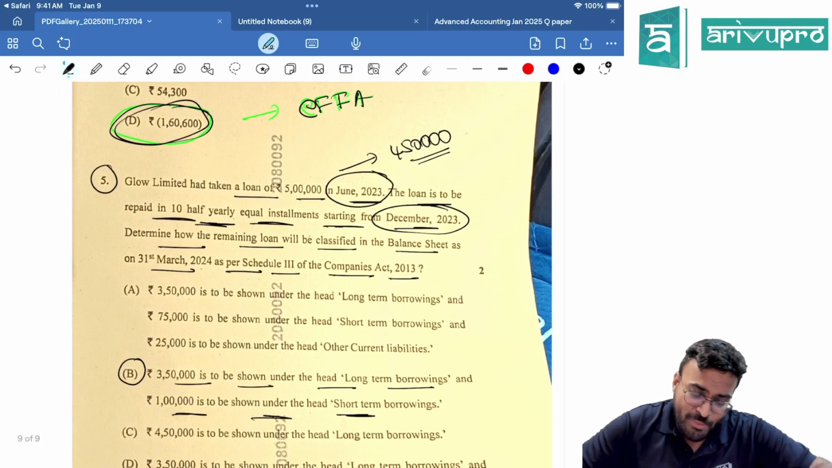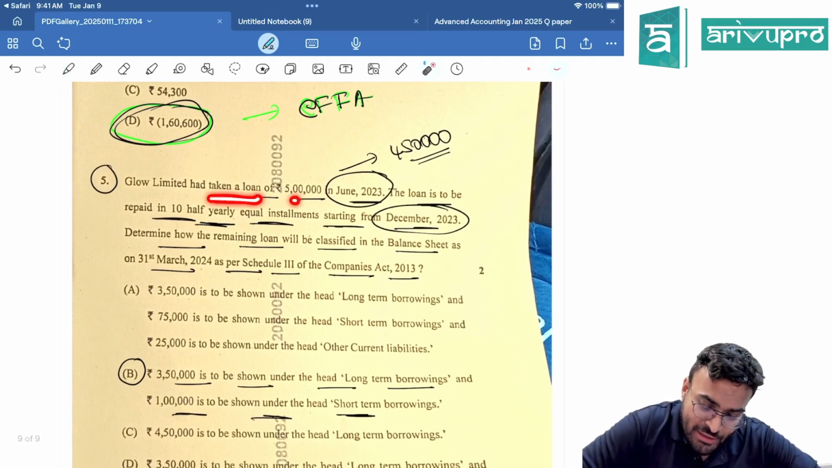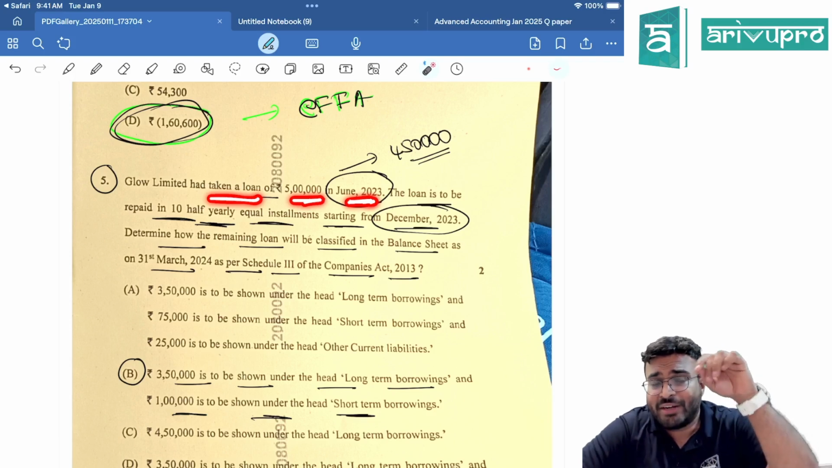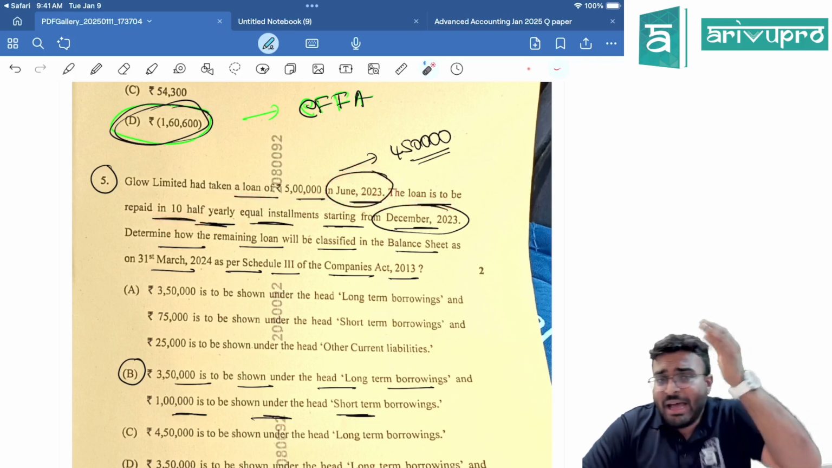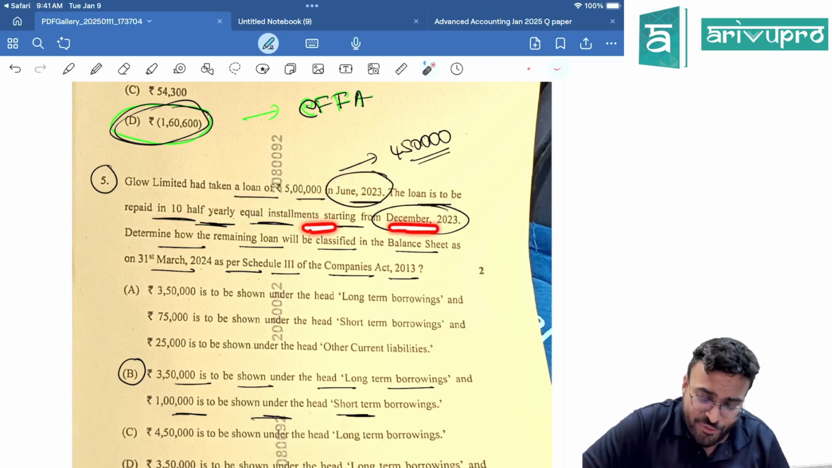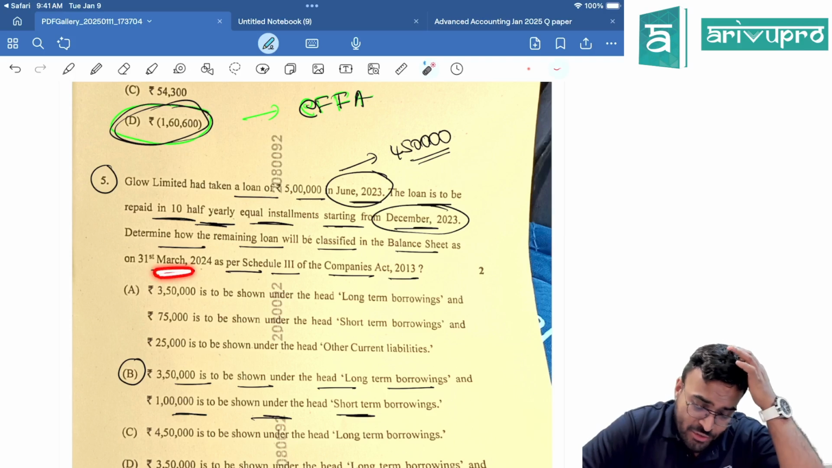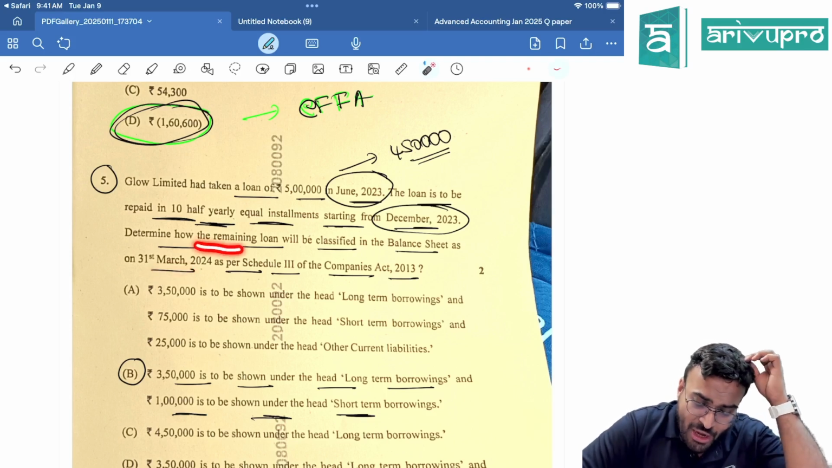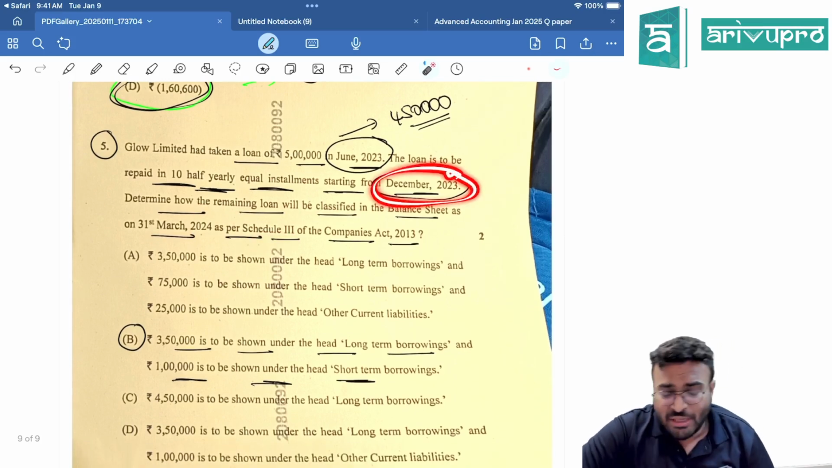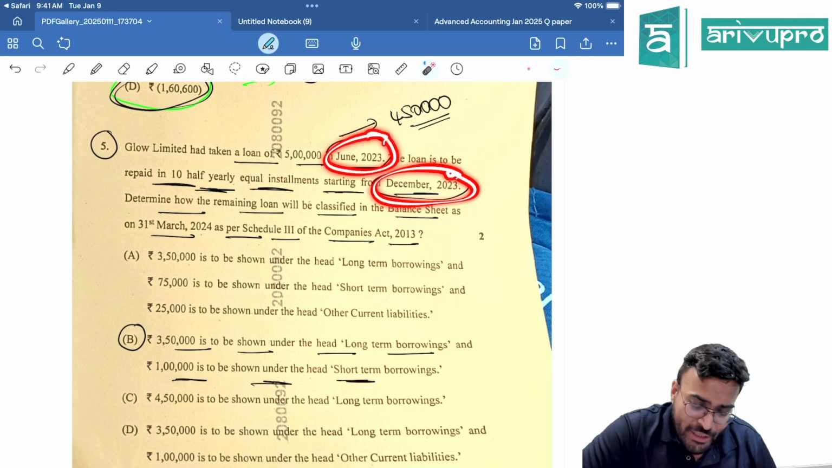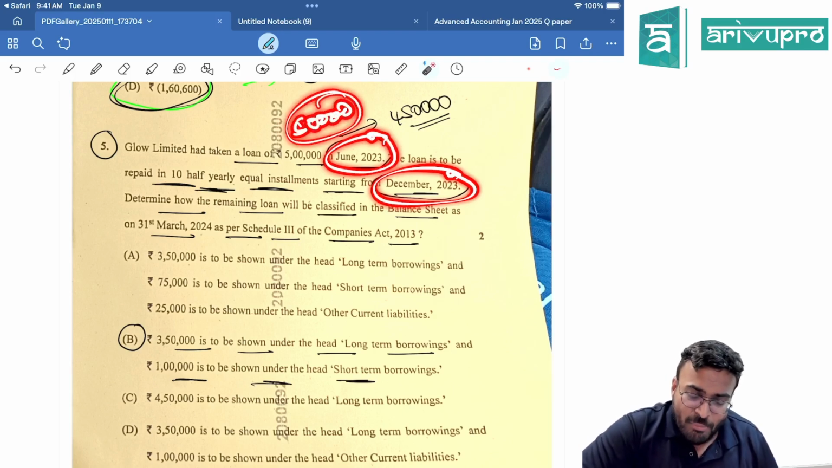Let's go into question number 5. Glow Limited had taken loan of 5 lakhs on June 2023. When did they take the loan? June 2023. The loan is repaid in 10 half-yearly equal installments starting from December 2023. We are on 31st March 2024. How the remaining loan will be classified as per Schedule 3? Now December 2023 we are in. June 2023 the loan is taken. That means 50,000 is already paid. So how much is remaining from the loan?